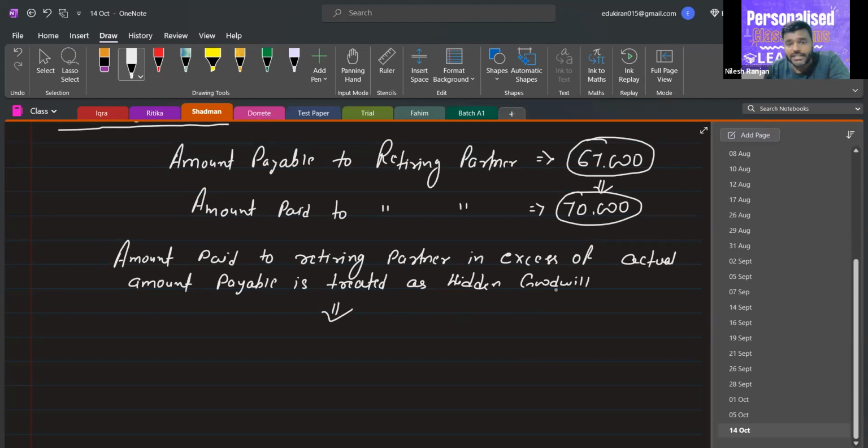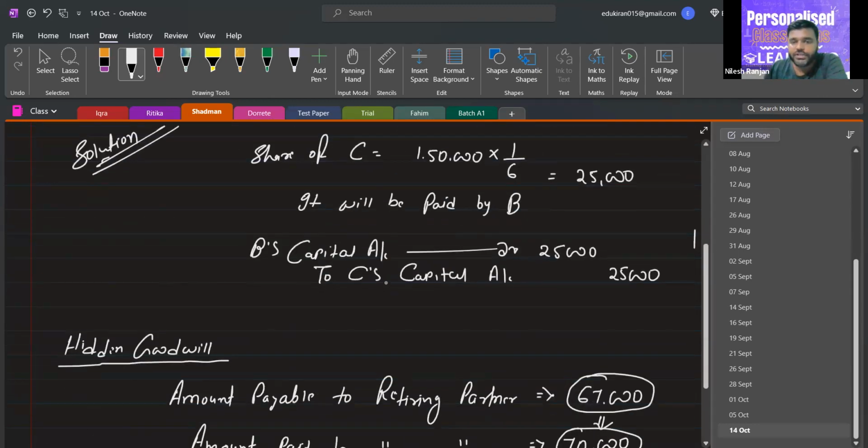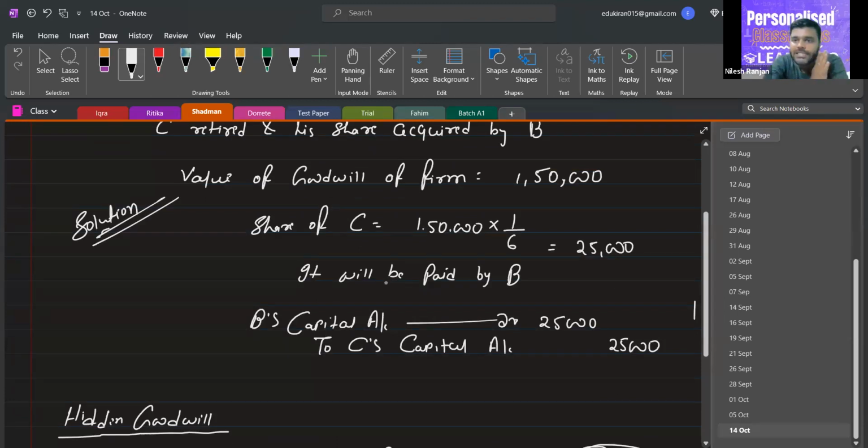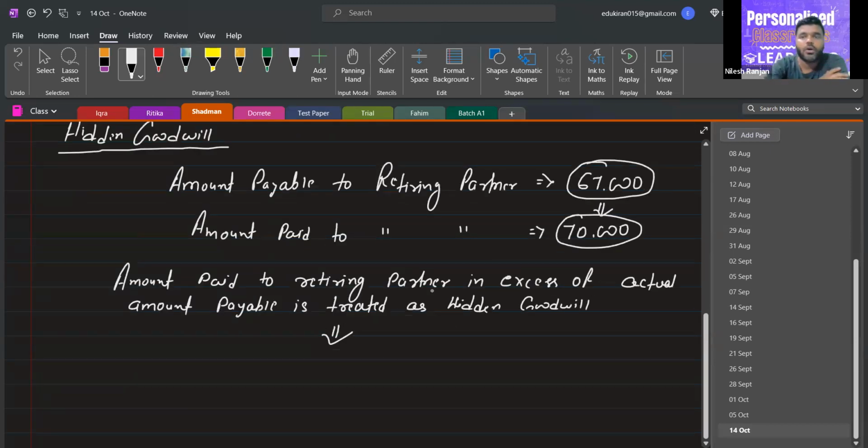Now, for this hidden goodwill, for this 3,000, the accounting treatment will be the same. We will do the same thing as we have done in the previous concept. We have passed this journal entry. If, let's say, all the share of C is acquired by B, then the total amount of goodwill will be payable by the remaining partners.